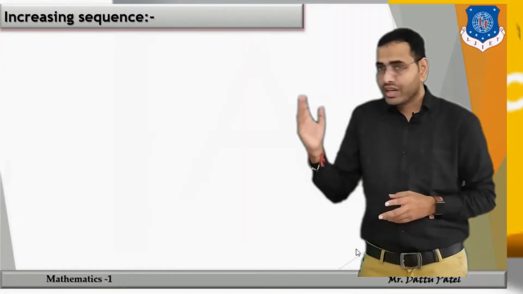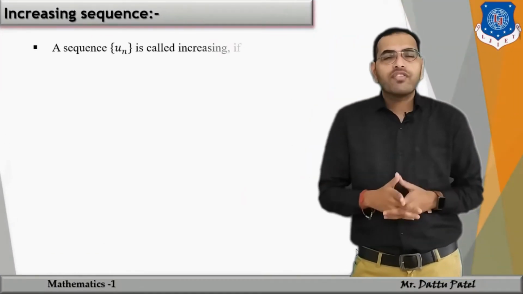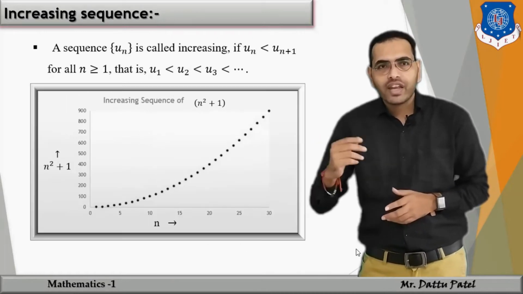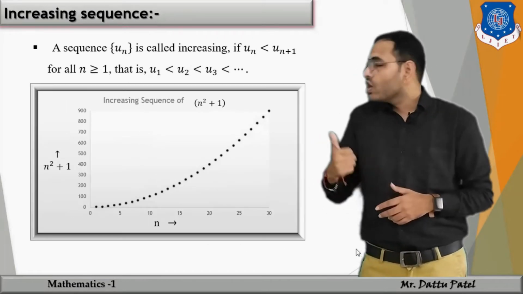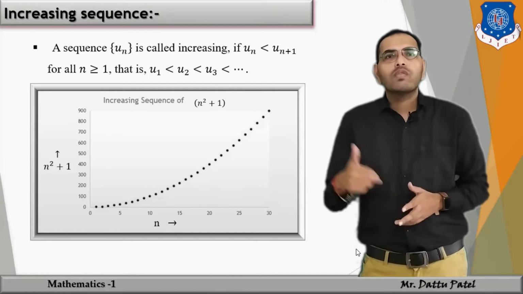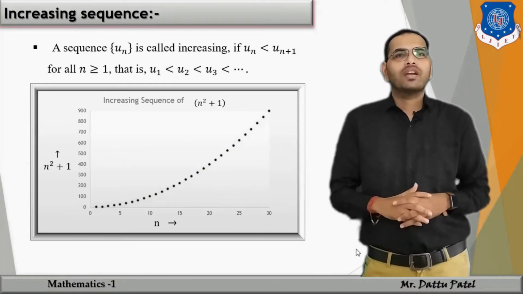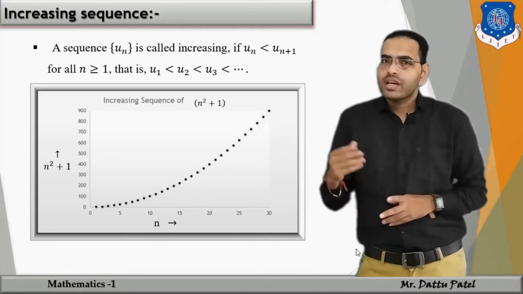Let's see first the increasing sequence. If u_n is less than u_(n+1) for all n greater than or equal to 1, that means u1 is less than u2, which is less than u3 and so on, then we can say that our sequence is increasing.